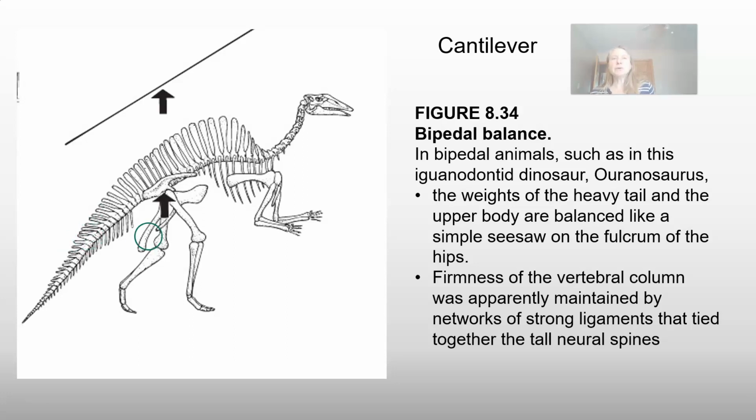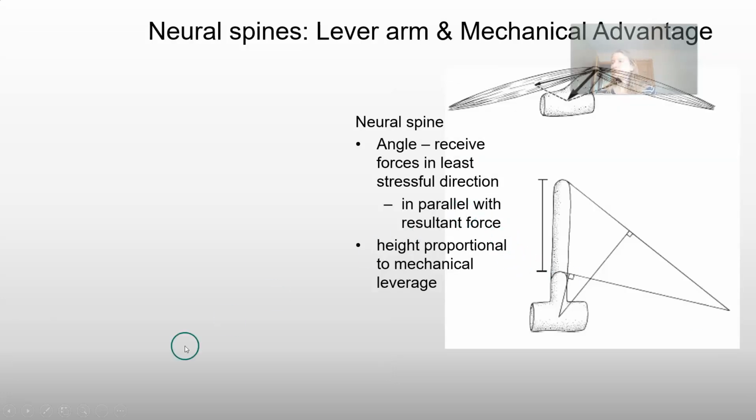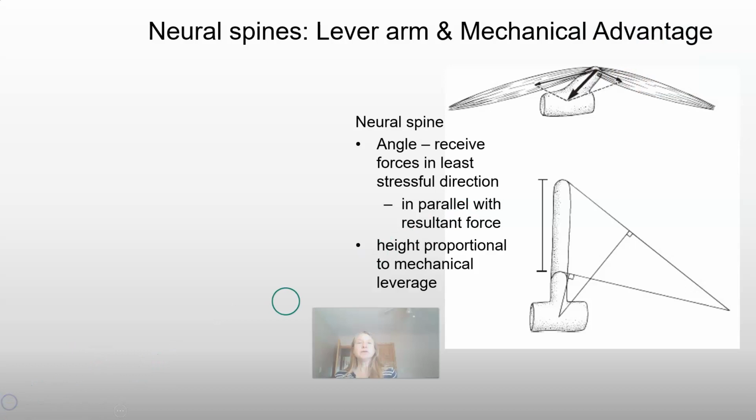This firmness of the vertebral column was helped to be maintained by a network of strong ligaments and muscles that are attaching. So this is really cool too. When we just look at the bones, we can really think about what's going on and what other structures like muscles are being attached to it, when we get into the muscular system next week.